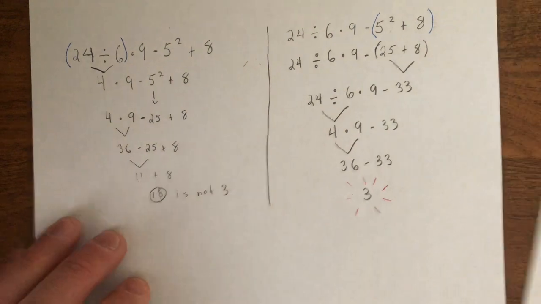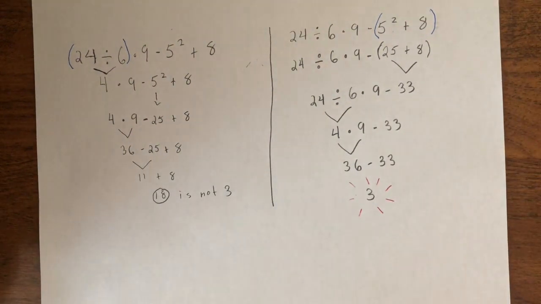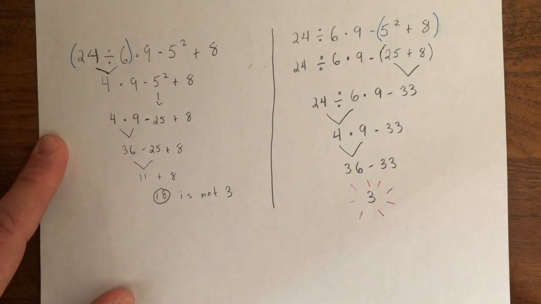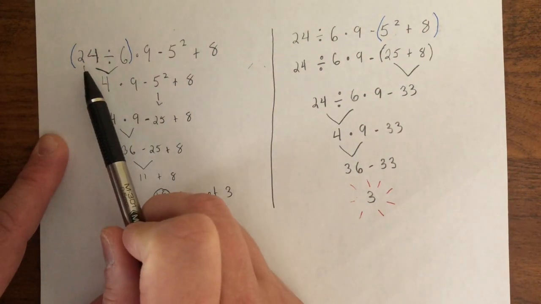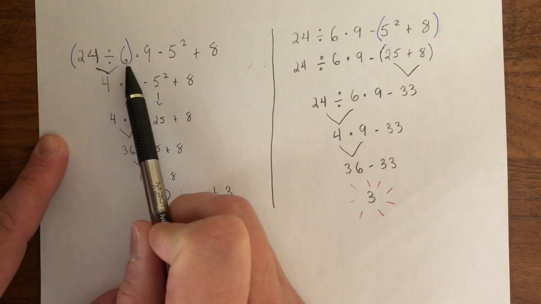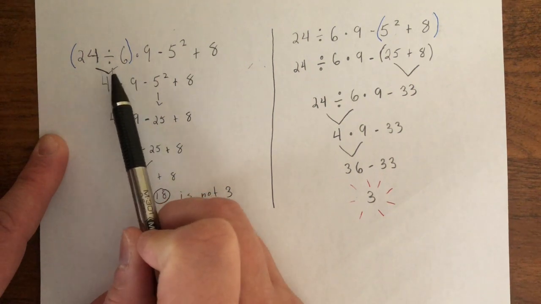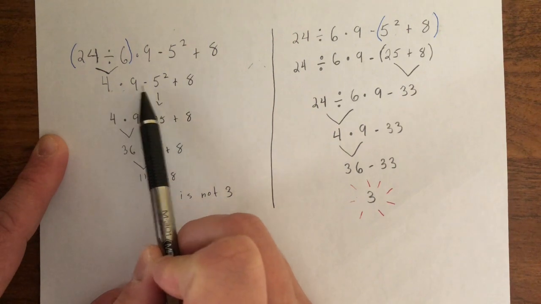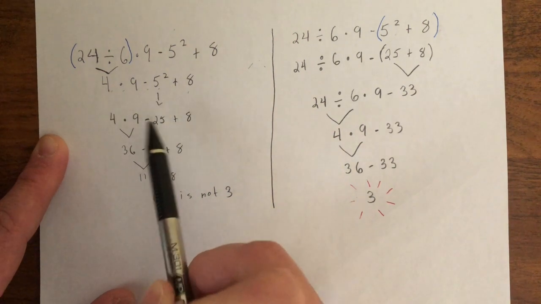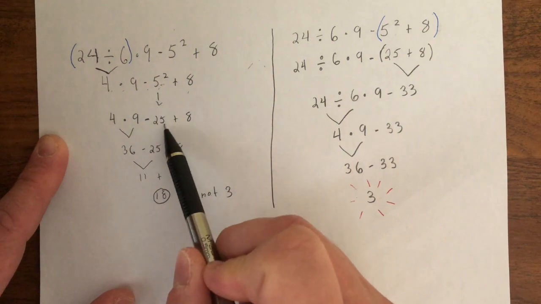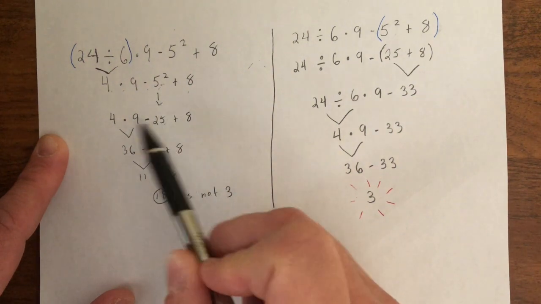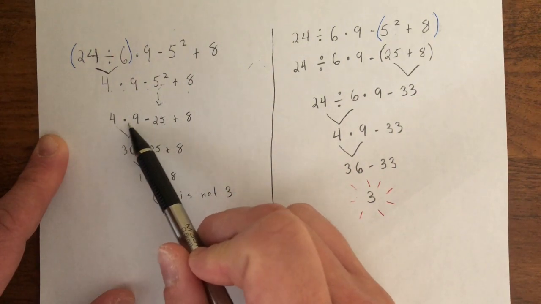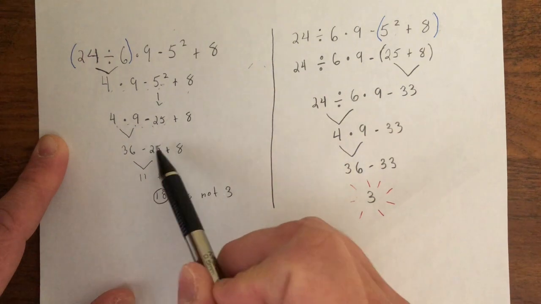When I model this out, it's basically a guess and check. The first grouping symbol I put in wasn't correct. It was around the 24 divided by 6. So when I put that in, I went ahead and solved it. 24 divided by 6 is 4, and I carried the rest of the expression down. I did my exponents next. 5 squared is 25. So now I have 4 times 9 minus 25 plus 8.